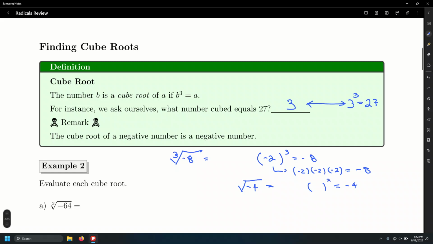Oh, okay. What about negative 2? Okay, let me do negative 2. Let's think of it. That means in this case, negative 2 times negative 2. Oh, but hold on, that's going to give us a positive 4, not a negative 2. So it's impossible to multiply a negative number an even number of times and get a negative number.